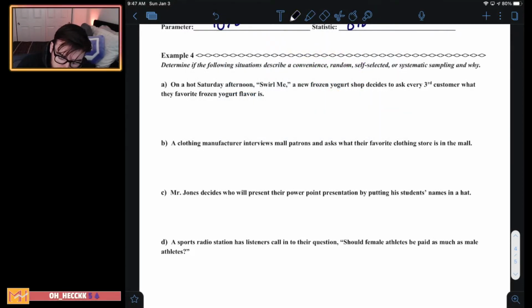Determine if the following situation describes a convenience, random, self-selected, or systematic. These are going to be quick. Convenience. You know what that word means. Random. You know what that means. Self-selected. You know what that means. Systematic. There's a system to it.